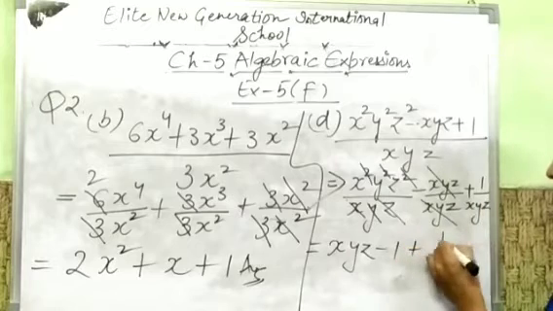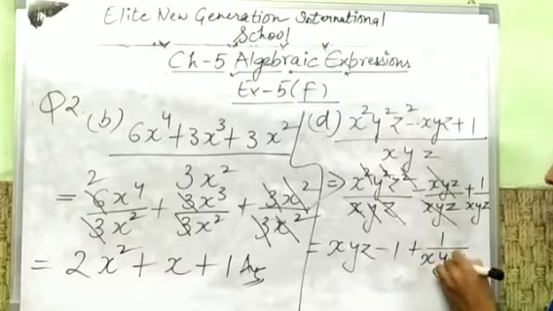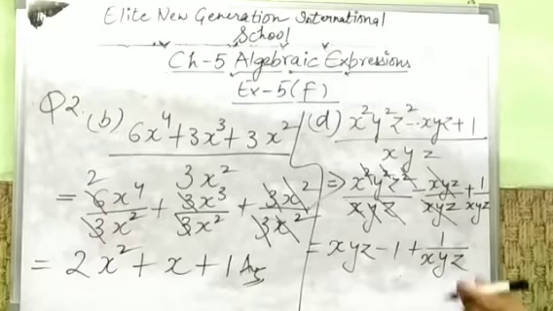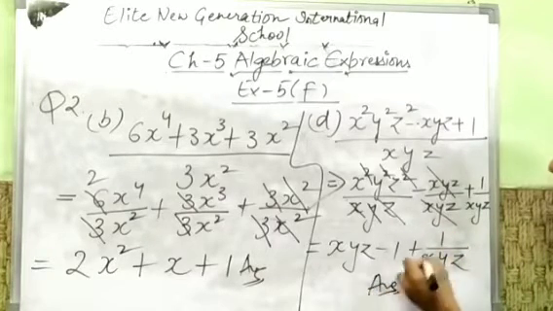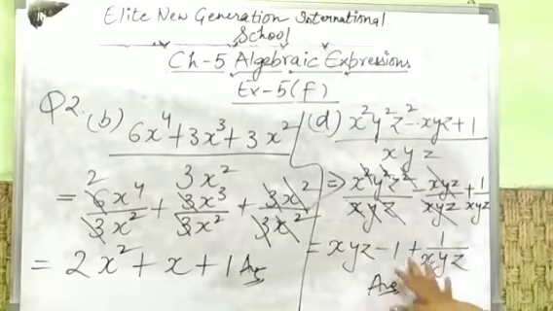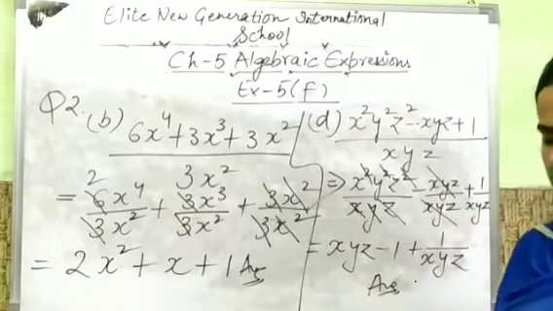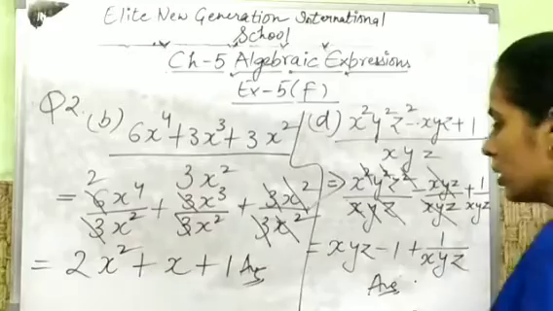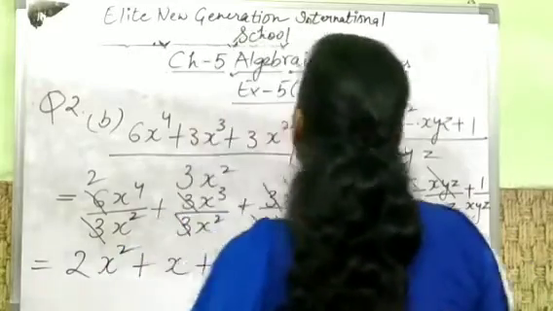And from this side, actually, we have to write this as it is. Okay? Because there is no variable to cancel out. This is the answer. That's all. So xyz minus 1 plus 1 upon xyz. This is the answer. Now let's solve here the fourth question.